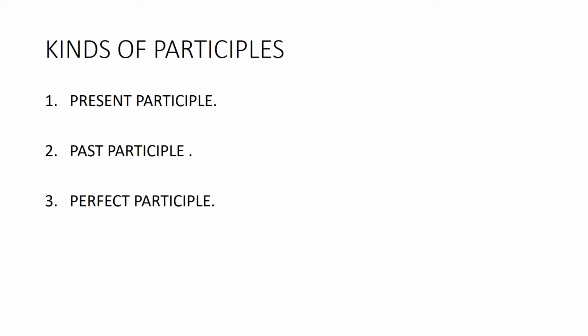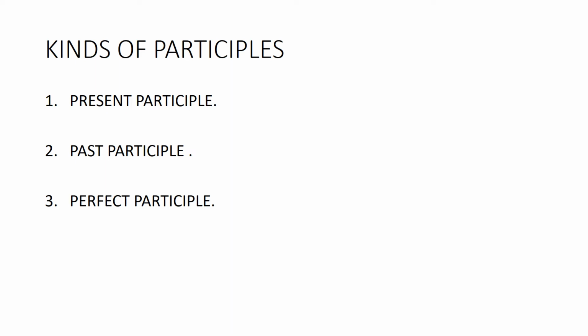Kinds of participles. Students, there are 3 kinds of participles. 1. Present participle. 2. Past participle. 3. Perfect participle. Students, let's understand more about participles.